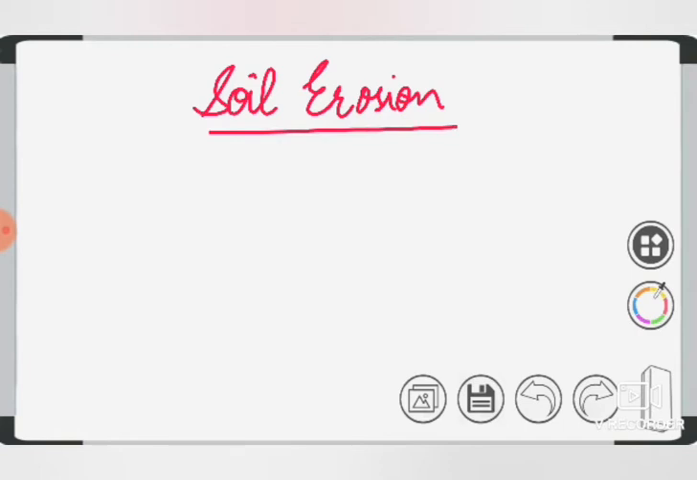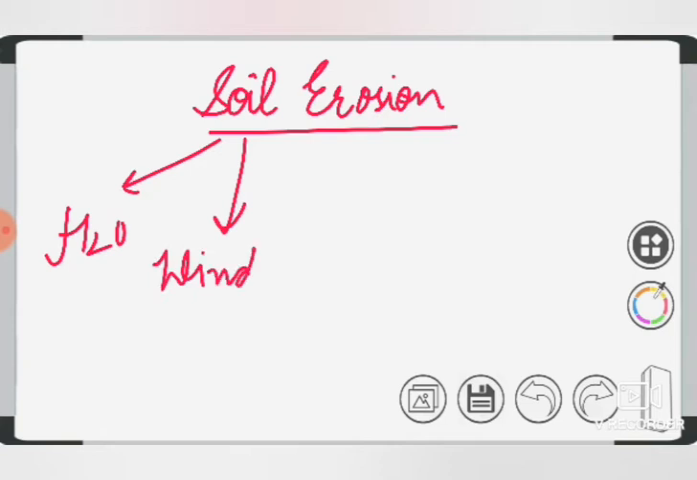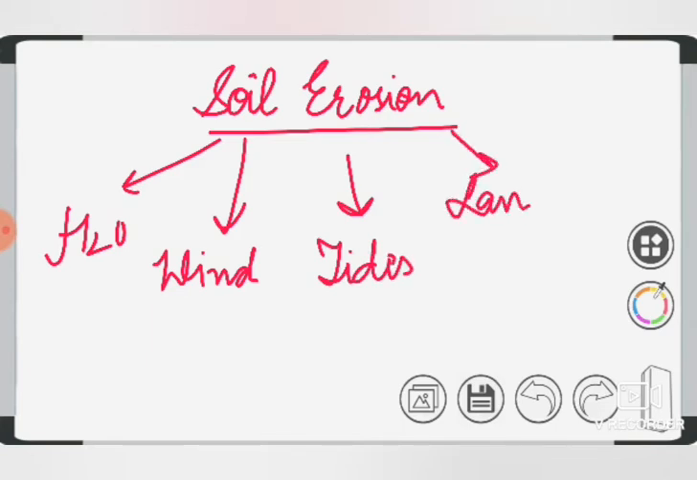When we talk about soil erosion, you all know what soil erosion is. Soil erosion is the removal of the topmost layer of the soil, which is the fertile layer of the soil, due to some agents, and the agents can be water, wind, tides, or you can say even landslides are also responsible.